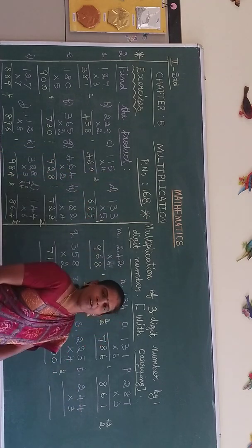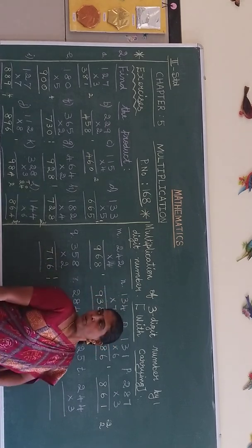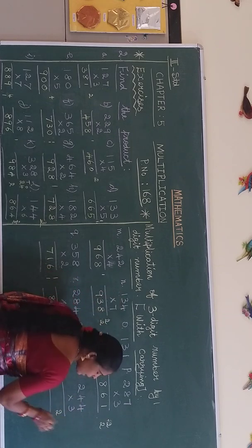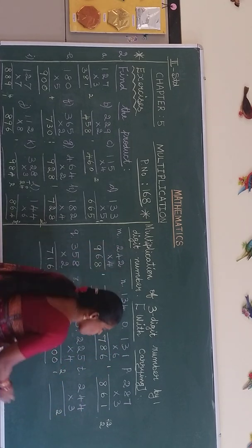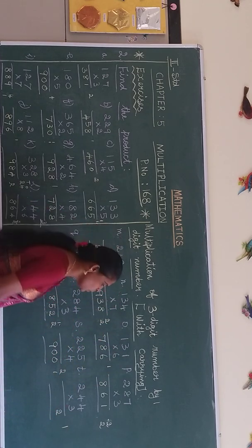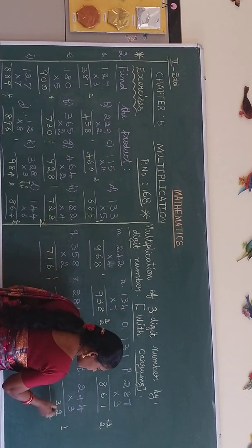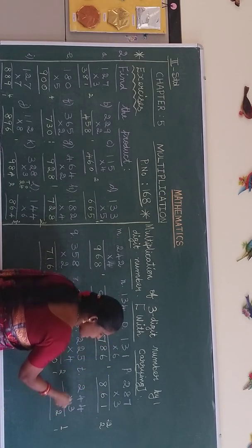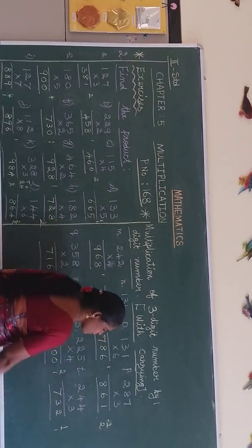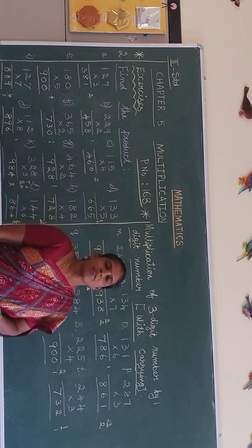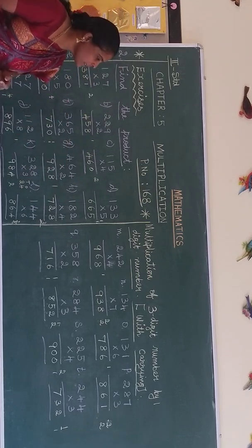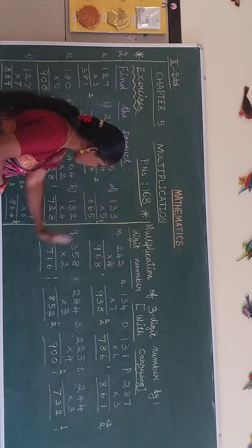Come to next sum, 244 multiplied by 3. 3 4s are 12. In this 12, you have to write 2 in this ones place, 1 in the side for carry over, and 3 4s are again the same 12. 12 plus 1, 13. In this 13, 3 in the tens place, 1 in the side. Again 3 2s are 6. 6 plus 1, 7. So 244 multiplied by 3 is equal to 732.